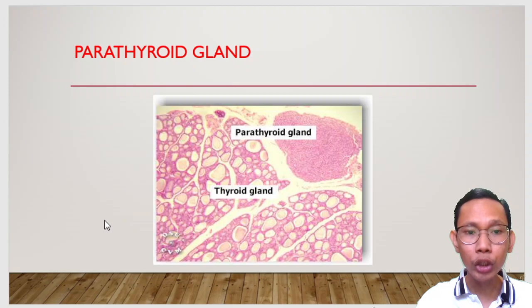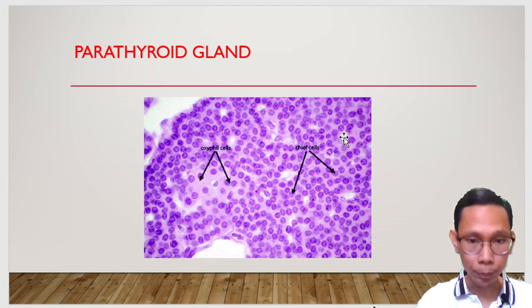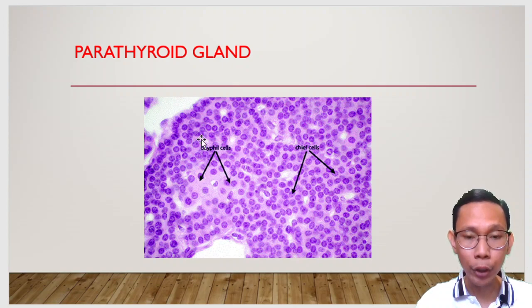For the histology of your parathyroid gland, remember this tissue? This is actually your thyroid gland. That circular part there is actually your follicles with your colloid inside. Then this structure here, or this tissue, is actually your parathyroid gland. Let's take a look. So this is the bigger picture of your parathyroid gland tissue.